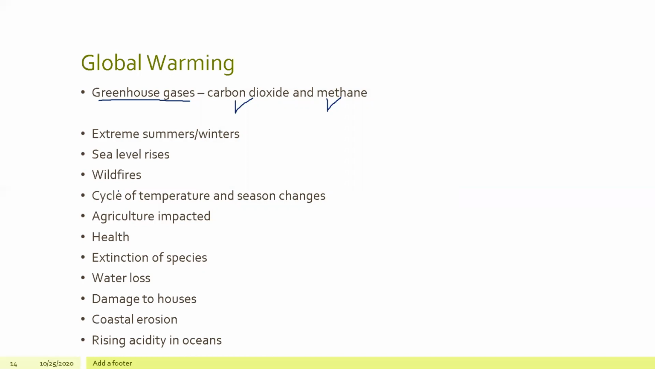The cycle of temperature and seasons is changing, and hence agriculture is impacted because you can't have agriculture planning, and your production is also affected. Health is affected because you have heat strokes, skin cancer, etc., due to increased heat, and that's why there is extinction of species as well, those who can't survive in such high temperatures. You have extreme water loss in summers, but you also have rising of sea level in winters. So these extremes are very terrible and harmful. And houses are damaged because there's erosion, and apart from that, there's also rising acidity in oceans because there's an increased ocean uptake of carbon dioxide when the temperature increases.